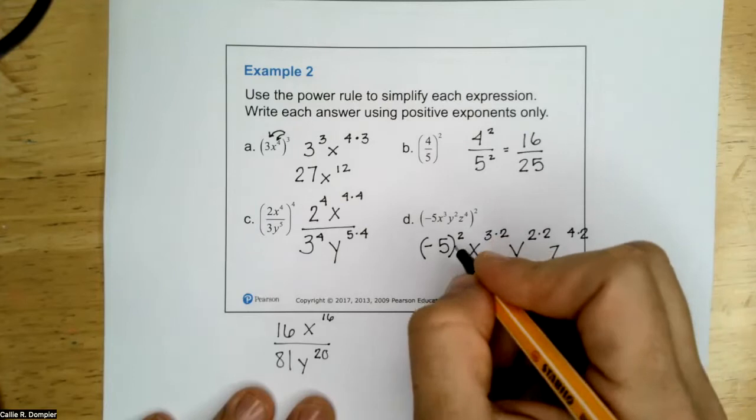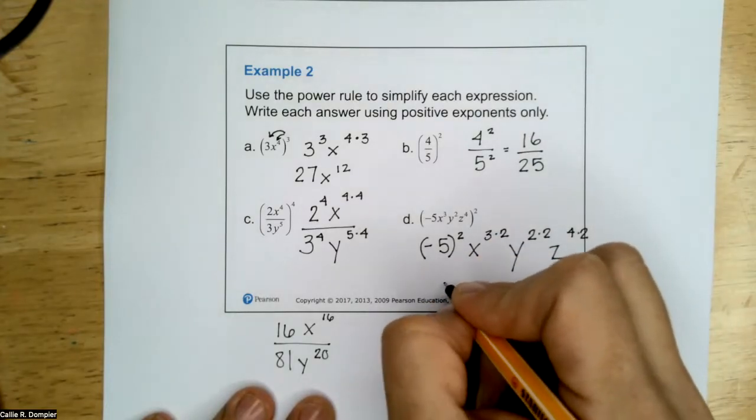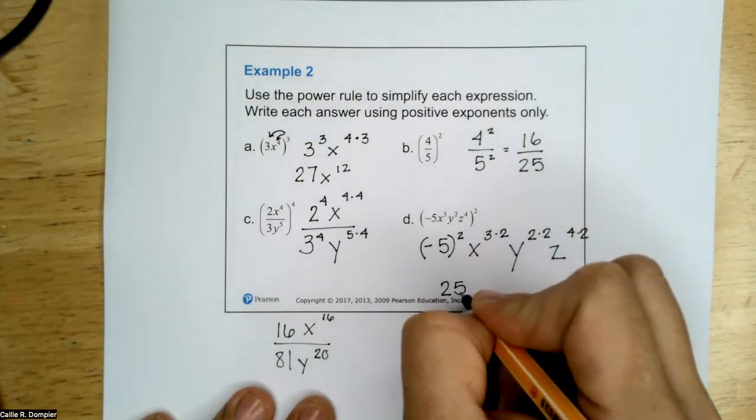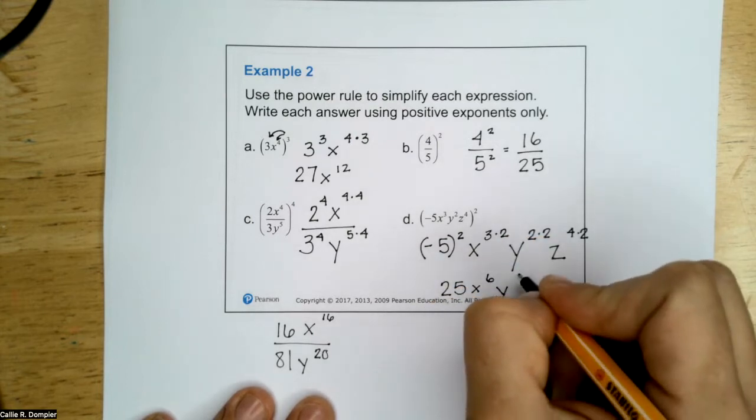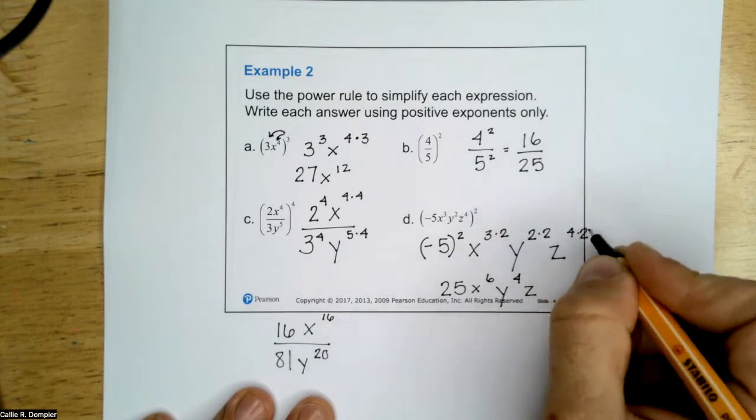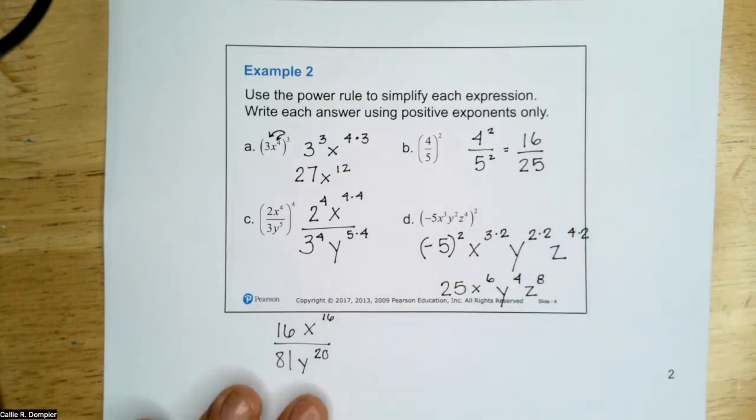-5 squared, if I keep my parentheses around the negative sign, becomes a positive 25. 3 times 2 is 6, so that's x to the 6th. 2 times 2 is 4, so that's y to the 4th. And 4 times 2 is 8, so that's z to the 8th. That is as simple as you can make it.